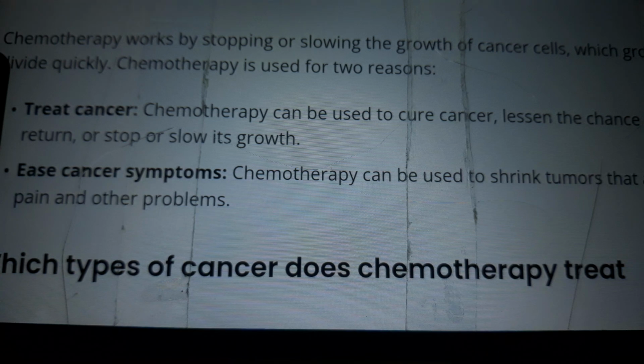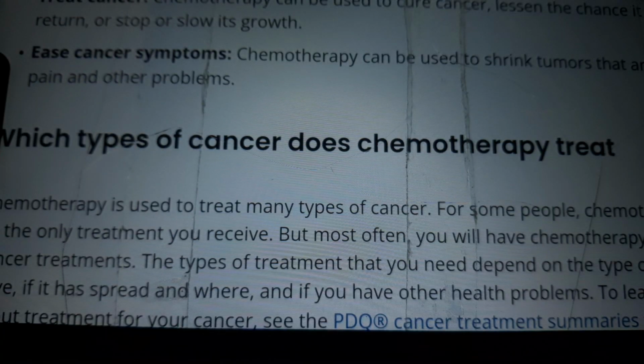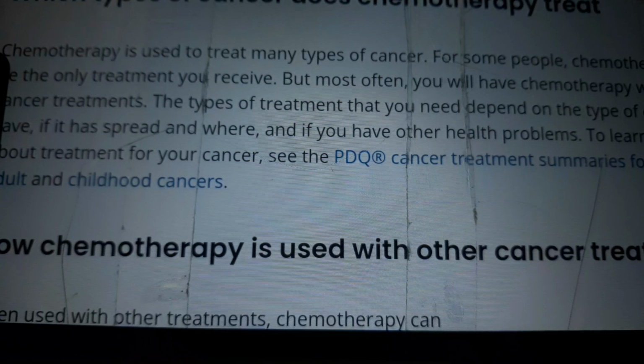So, how chemotherapy works against cancer. Chemotherapy works by stopping or slowing the growth of cancer cells, which grow and divide quickly. Chemotherapy is used for 2 reasons. To treat cancer: chemotherapy can be used to cure cancer, lessen the chance it will return, or stop or slow its growth. To ease cancer symptoms: chemotherapy can be used to shrink tumors that are causing pain and other problems.